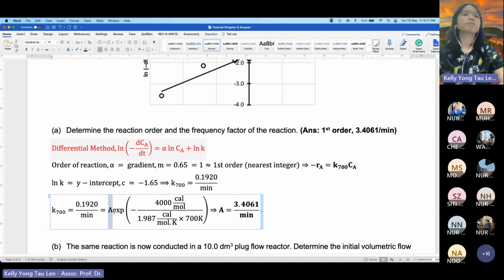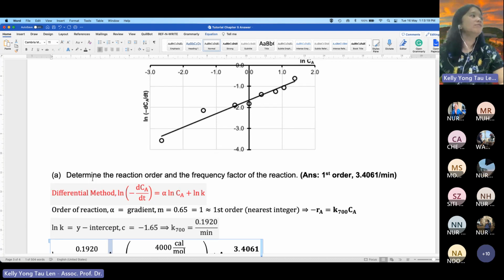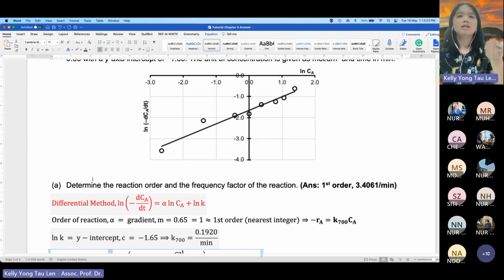Okay, so again, the first step. To determine first, method apa? So you have to check. Kalau your plot is ln minus dCA per dt melawan ln CA, there's only one equation and one method that you will plot this graph, which is differential method.